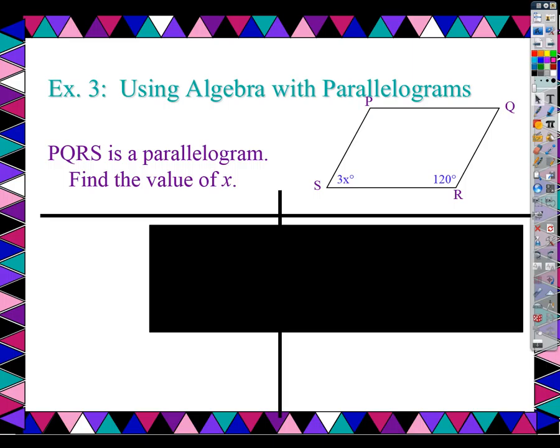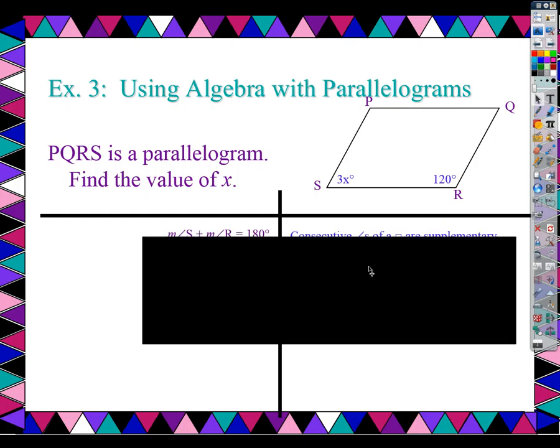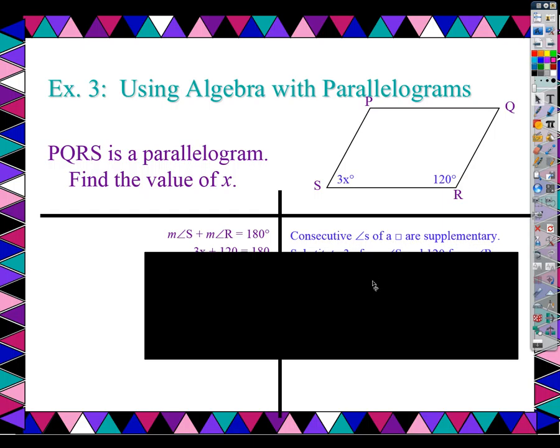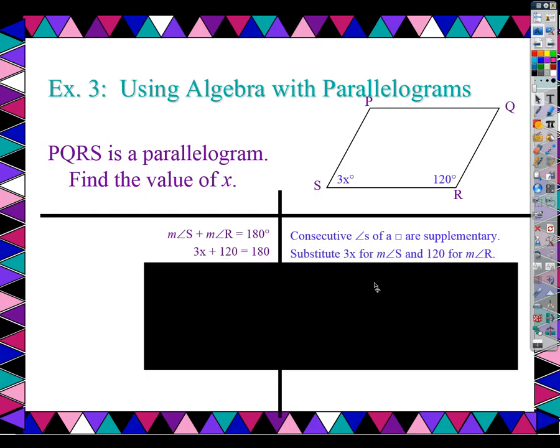Put that if you've got something on. 120 plus 3x equals 180. Good. They're supplementary, right? Okay, good. So we know that the two angles are supplementary, so that lets us set up an equation. And now we can just shift into algebra mode.